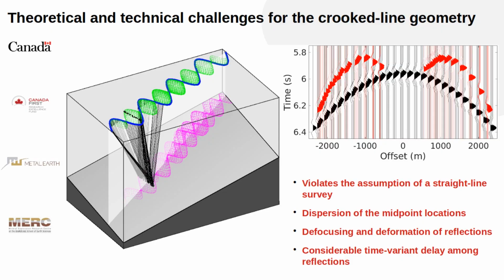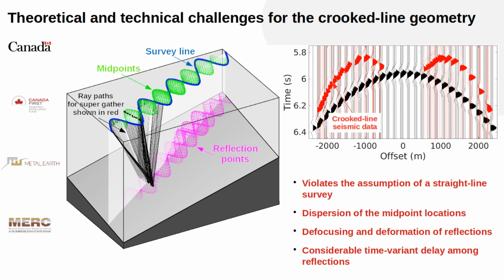Let's quickly review theoretical and technical challenges imposed by crooked line survey geometry. The schematic figure shows a crooked line seismic survey. The survey line is shown in blue over here. Green and magenta dots represent midpoint locations and reflection points for the entire survey respectively. All these black ray paths are for the specific supergather shown in red here that contribute to image this small part of the reflector. I mean, during processing, we should focus all these reflections at the correct location that represents this part of the reflector in the resulting images.